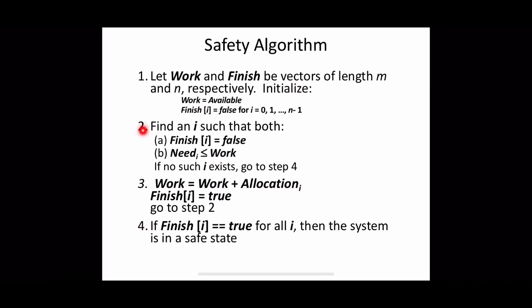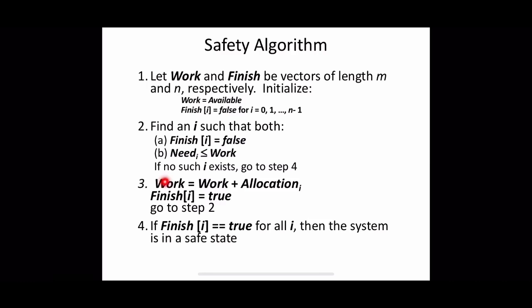Now coming back to step 2, suppose we have already found such an i, that is, its Finish[i] is equal to false, so it is yet to finish, and Need[i] is less than or equal to Work. Its future requirement can be satisfied with the currently available resources. In that case, we can go to step 3, that is, we can allocate the resources for that process. After allocation, what will happen? That process will execute and complete its execution. After that, it will release all the resources allocated to it.